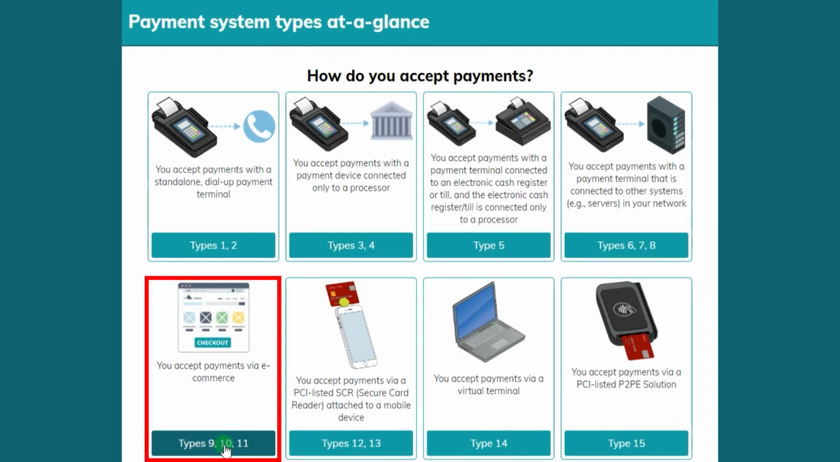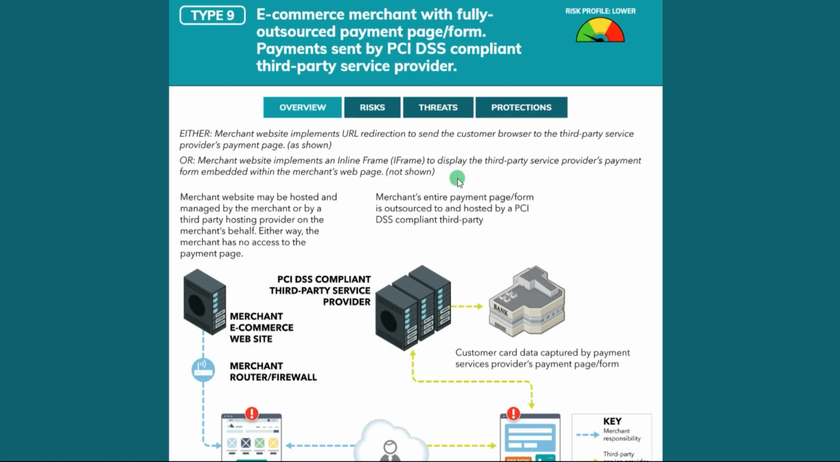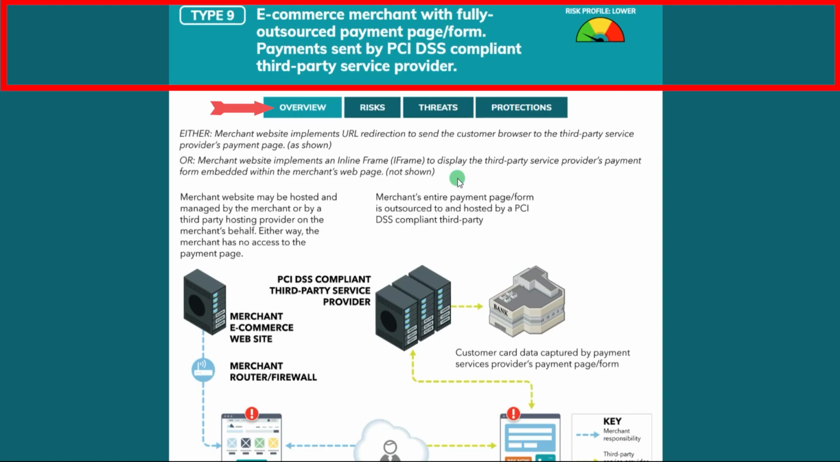Now let's review our next one, payment system types 9, 10, and 11, via e-commerce. E-commerce merchant with fully outsourced payment page, form, and payment sent via PCI-DSS compliant third-party service provider. Now, things here start to get a little bit interesting. We can either have the URL or the website of the merchant taking and processing the full transaction from beginning to end, or the merchant can be redirecting that transaction to a payment processor or service provider.